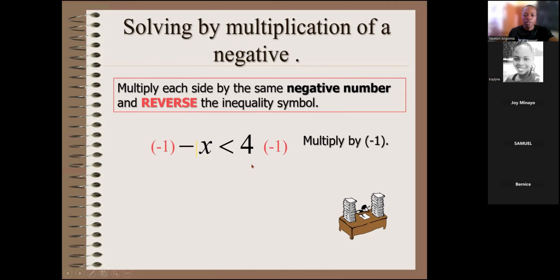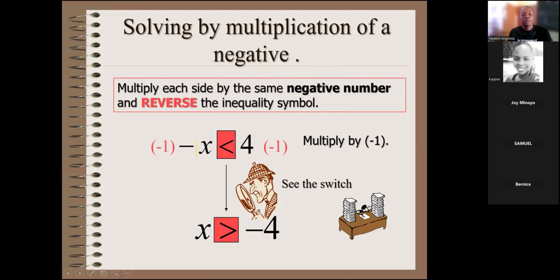Multiply both sides by negative 1. We are going to see that when you are multiplying both sides by a negative, you also have to change, or reverse, the inequality symbol. If it was less than, you change it to greater than. I want you to look at that very keenly, because that's the concept we are introducing in grade 9. We didn't look at that in grade 7 and other grades.